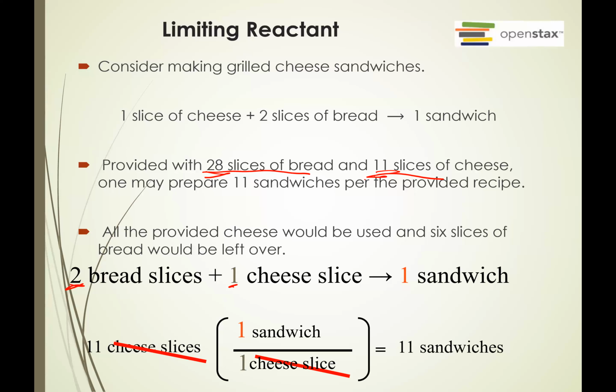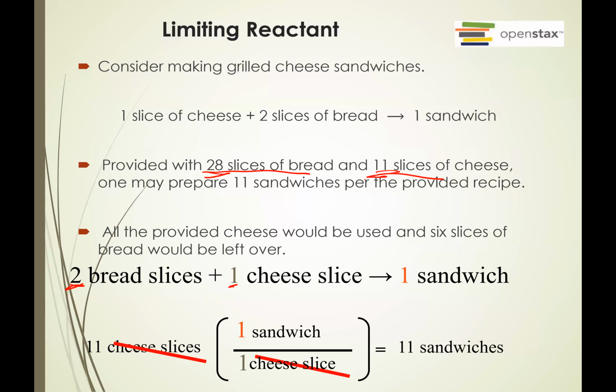14. But is there any way, given what we have for this problem, we could have made 14 sandwiches? No, that would have never happened, because after we made 11 sandwiches, we had no more cheese. And so the limiting reactant always determines how much product you can make. Cheese determined how many sandwiches we could make. We only got to 11 sandwiches. We could not make 14 because we had no more cheese left.